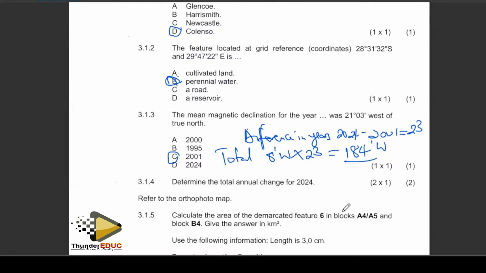So it means it's 3 degrees and 0.4 minutes to the west of true north. That is the total annual change for 2024. The angle has changed by a further 3 degrees and 4 minutes to the west from the initial angle that was there in 2001. Right. So we got the next question.